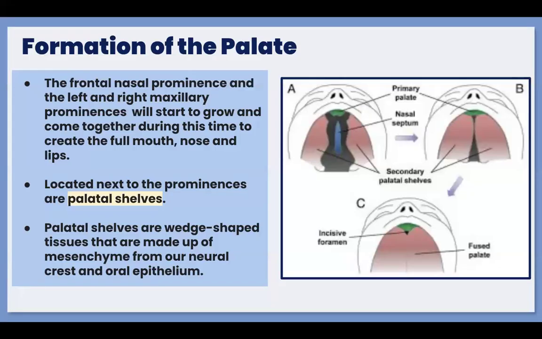So continuing on, the frontal nasal prominence and the left and right maxillary prominences, these three prominences will start to grow and come together during this time to create the full mouth, nose, and lips. Located next to these prominences are things called palatal shelves. These palatal shelves are wedge-shaped tissues made up of mesenchyme from our neural crest and our oral epithelium. And this image shows the primary palate and the secondary palate fusing together.